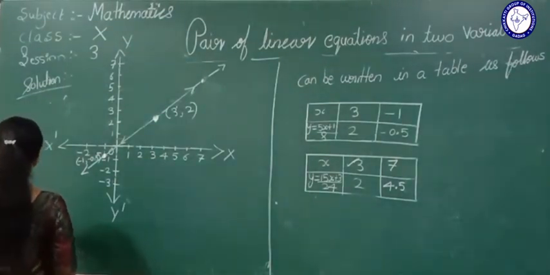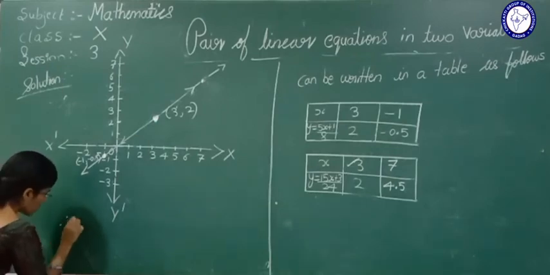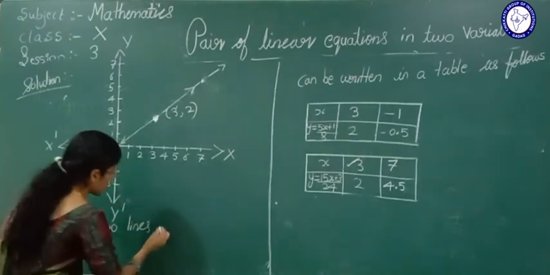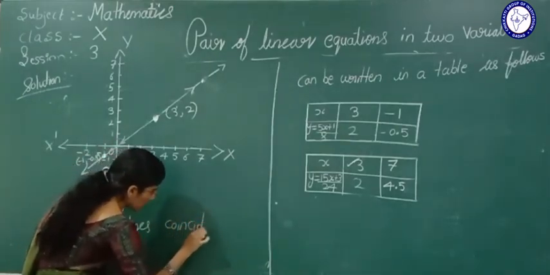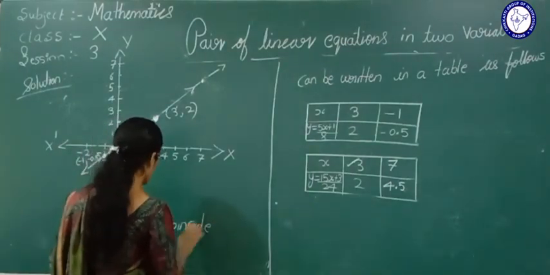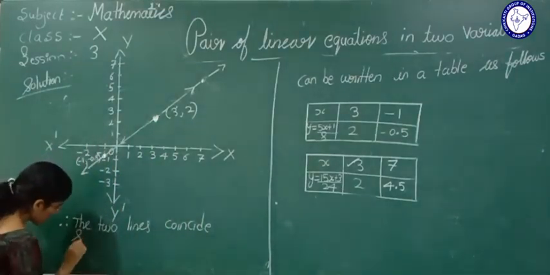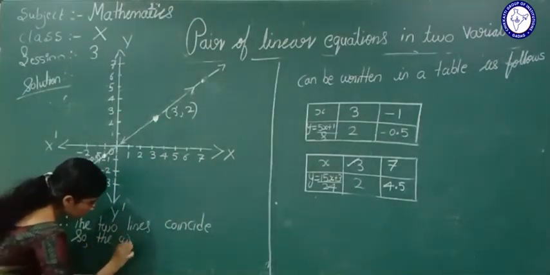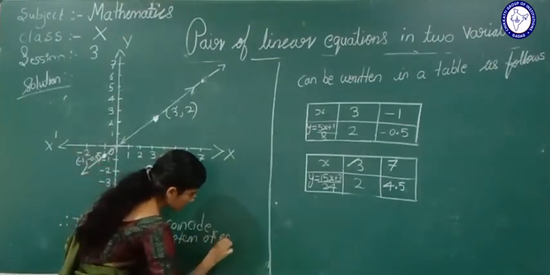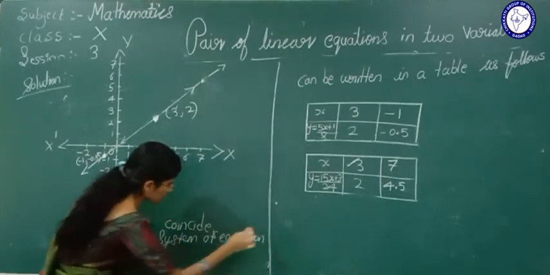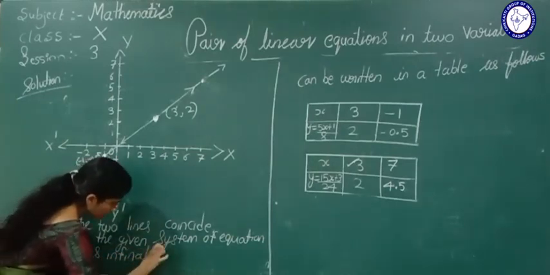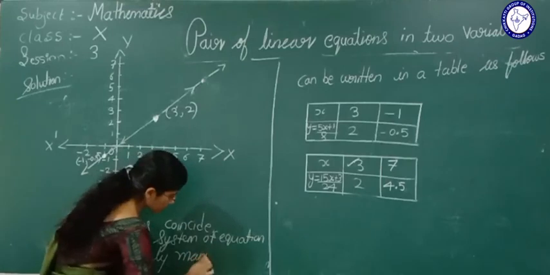So therefore we can write here: therefore the two lines coincide, so the given system of equations has infinitely many solutions.